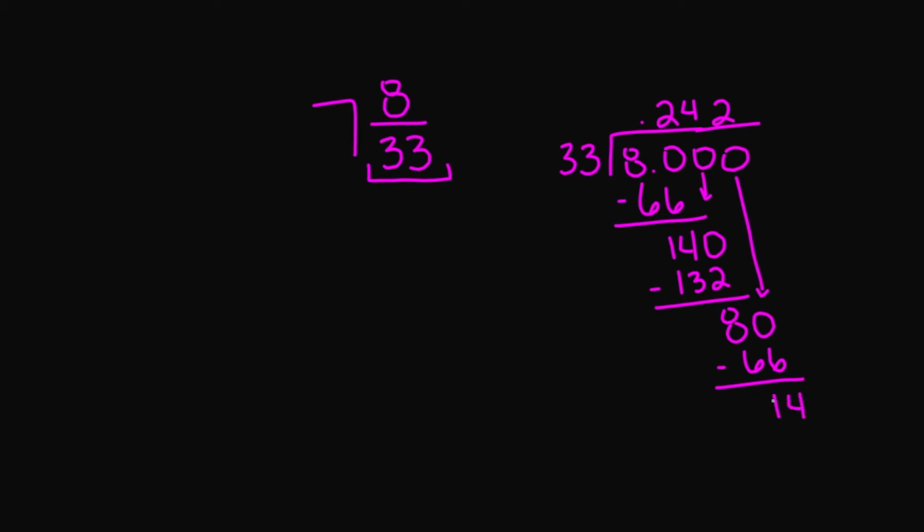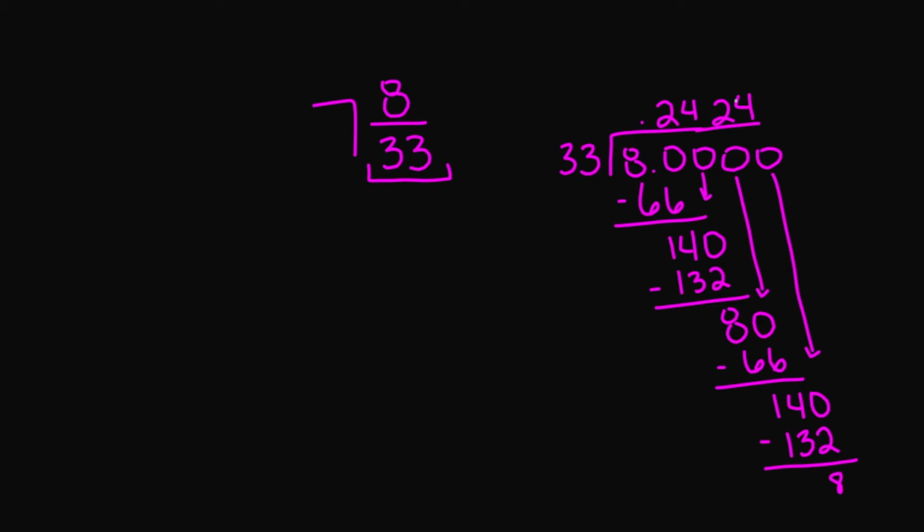33 does not go into 14 again, so I'm going to bring another 0 down. 33, however, goes into 140 4 times. 33 times 4 is going to equal 132. 140 minus 132 is going to equal 8. And as you can see, I do have a repeating decimal here.